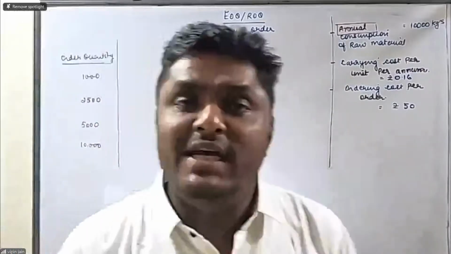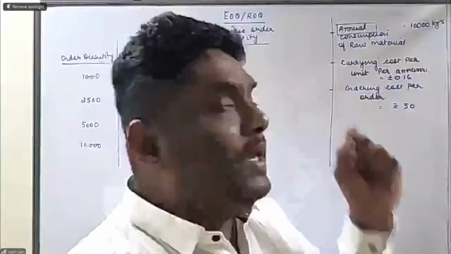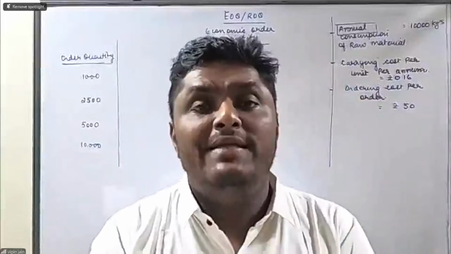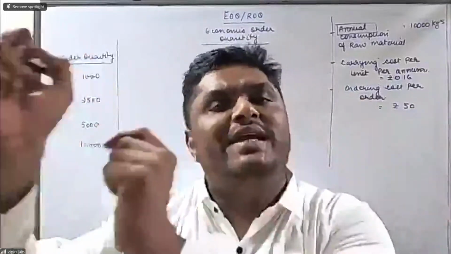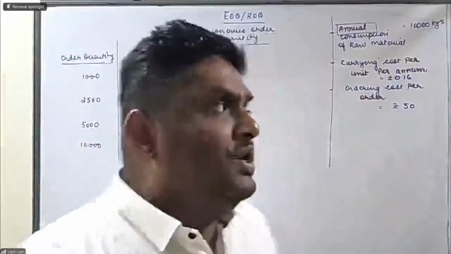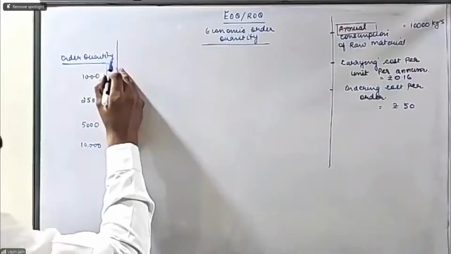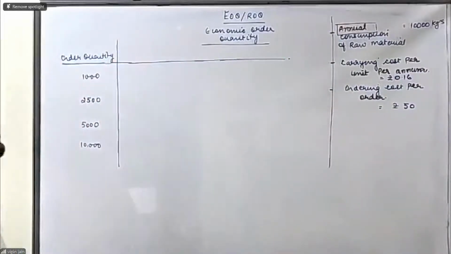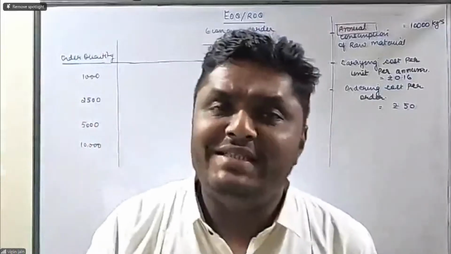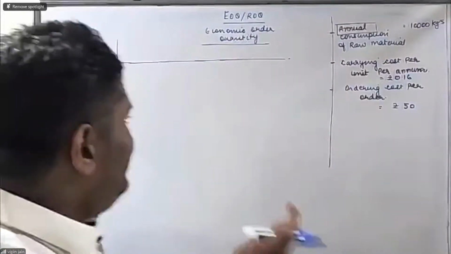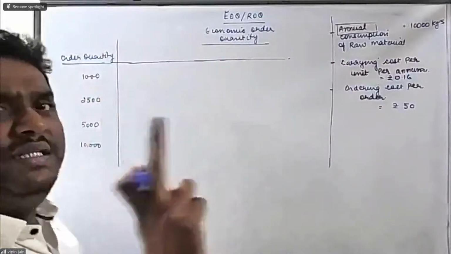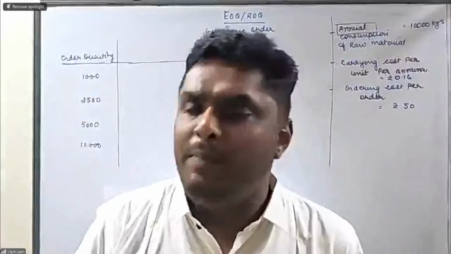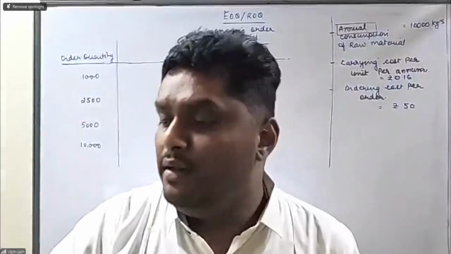Now, what is our major objective? The major objective of calculating Economic Order Quantity is that ordering cost and carrying cost should be minimum. So let's calculate the ordering cost first. Now, can you guys tell me, if we order 1,000 units in one go, how many times we have to place an order in a year?